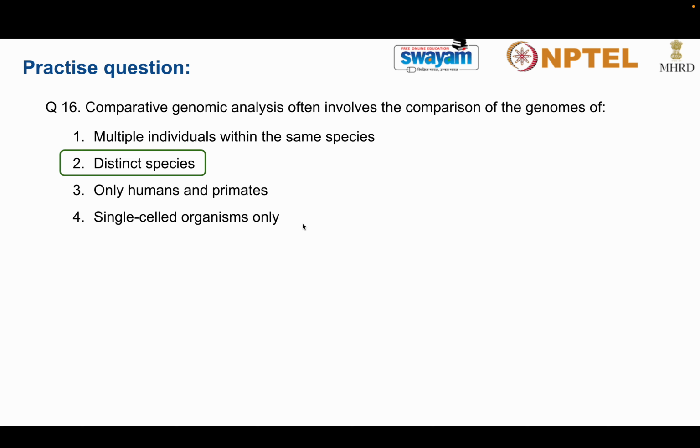So let's see the correct answer. The correct answer is distinct species, because we have discussed a lot that in comparative genomic analysis we often involve the comparisons of distinct species. Although multiple individuals within the same species can also be compared, when we say comparative genomics, we are often studying different species. We are not limited to just a single type of species or just closely related species, but we are often dealing with distinct species. So don't get confused here. There are other options which might appear true, but we'll select the option which is more accurate than the others.